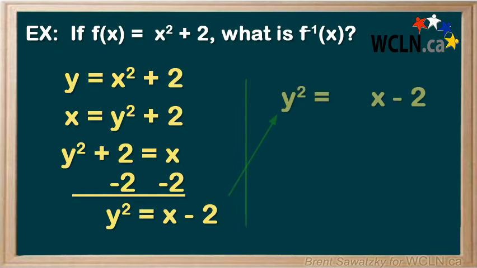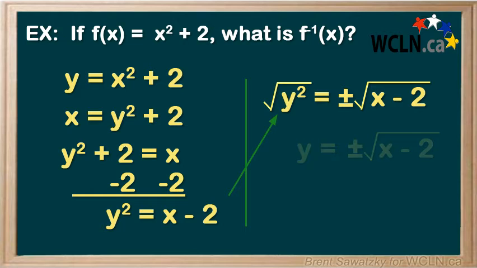Now we have to get rid of the squared. And the opposite of squaring that y is square rooting the y. So we'll do that. And whatever we do to one side, we do to the other. And this leaves the y by itself. And we have our answer. And at this point, we replace the y with our typical notation for an inverse. And we're done.